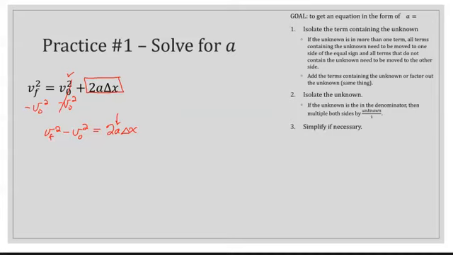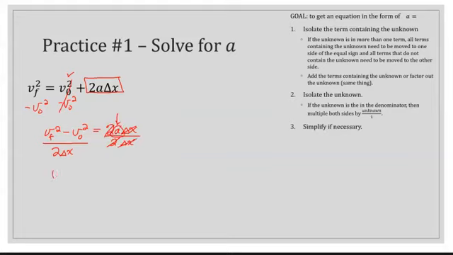So to do that, you can either multiply by the reciprocal, which would be 1/2 times 1 over delta x, or you're just dividing both sides by 2 and delta x. And what I do to one side must be done to the other. These 2's cancel, these delta x's cancel, and I am left with my a over here.